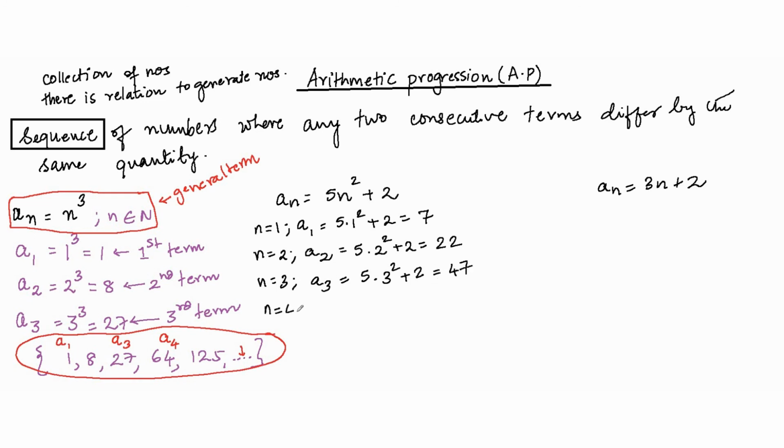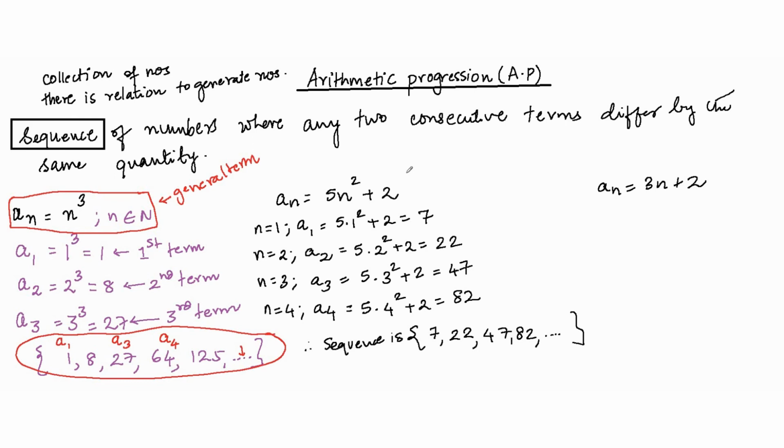If I substitute n as 4, then a4 is the fourth term, that becomes 5 into 4 square plus 2. Now 4 square is 16, 16 5s are 80, 80 plus 2 is 82, and I can keep doing this for more values of n. And therefore my sequence is, the first term is 7, then I have 22, then I have 47, and then I have 82 and dot dot dot. So basically this is the general term of this particular sequence.